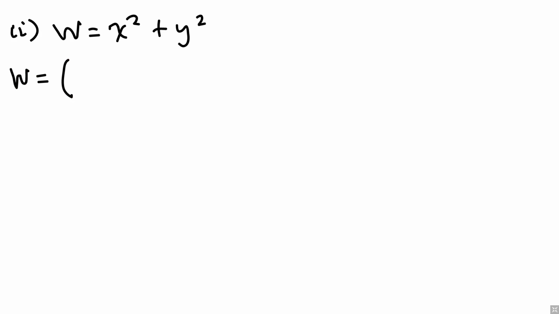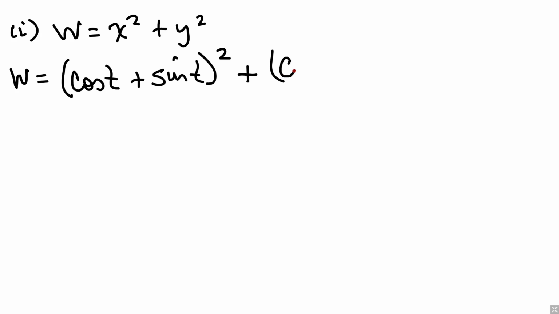Now, the second way of doing this problem. We know that w is equal to x squared plus y squared, and what we're going to do is plug in so we can write w in terms of t and then take the derivative. So w is going to be equal to, in place of x, cosine of t plus sine of t, and we're going to square that, plus, in place of y, cosine of t minus sine of t, and we're going to square that.